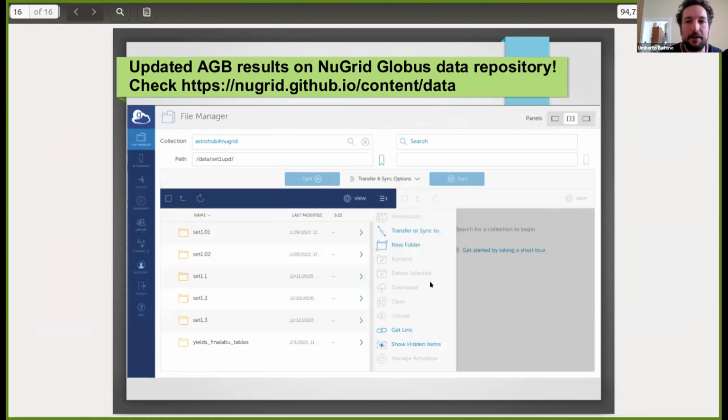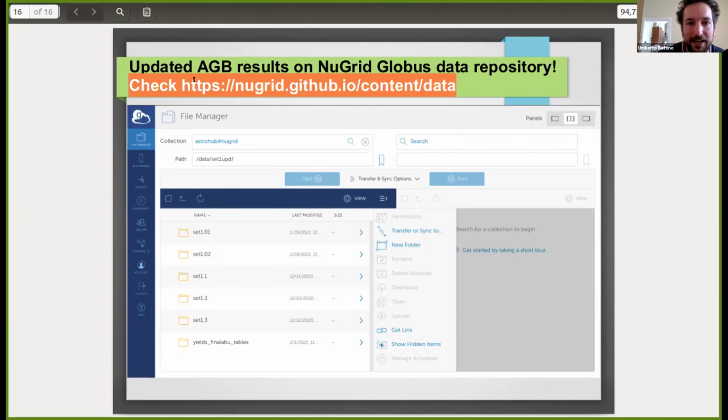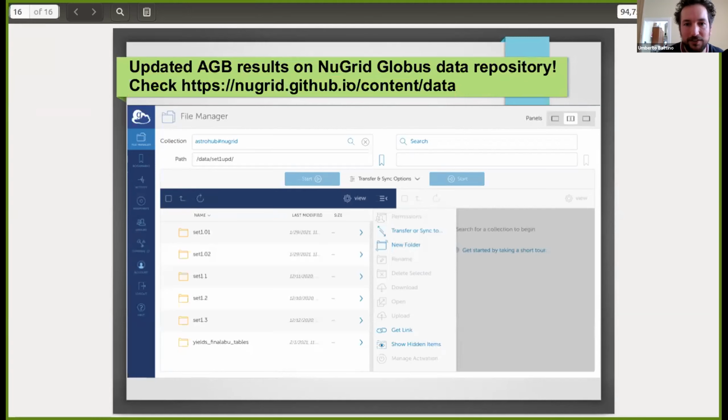As a final slide, just to let you know that all these models, all the outputs, all the data are publicly available online on the Globus NuGrid data repository, which is available on the NuGrid website, but in particular at this link here. So you just go there, you can grab them and do what you want.